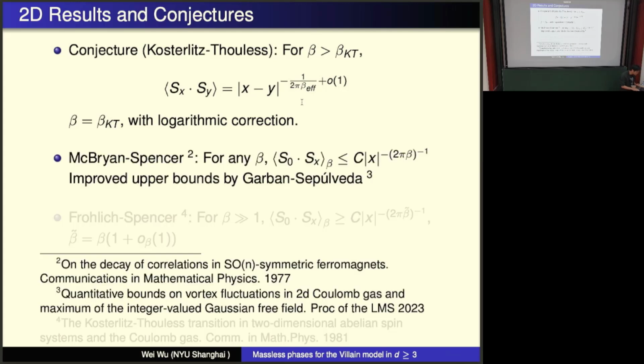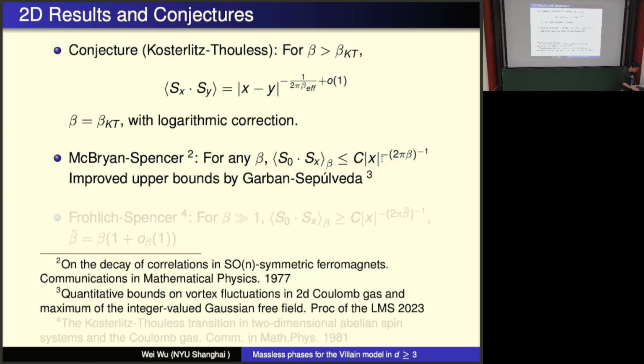And what was known is that there are upper bounds. First, in the 70s, work by McBryan and Spencer, a very short and elegant argument, found an upper bound of the Gaussian type. So the 2-point function is bounded above by what you get from a spin wave calculation. And more recently, Aizenman and Galvin have an improvement of this exponent.